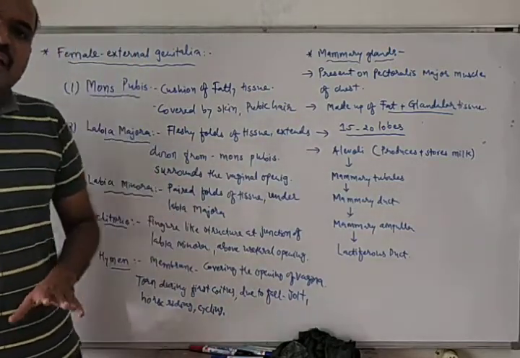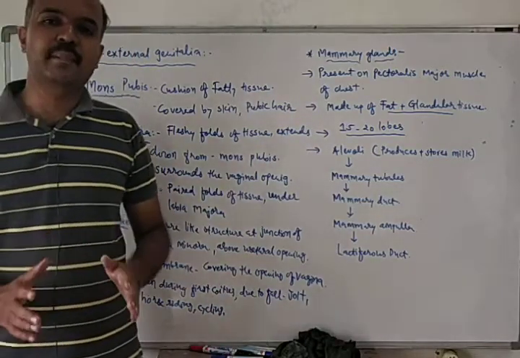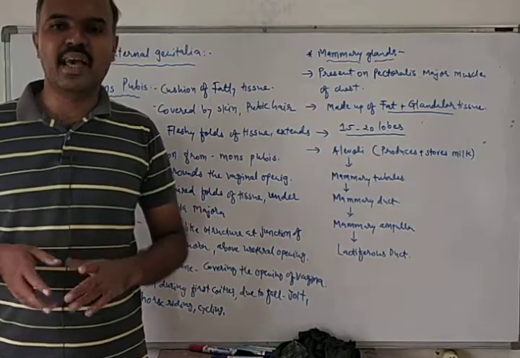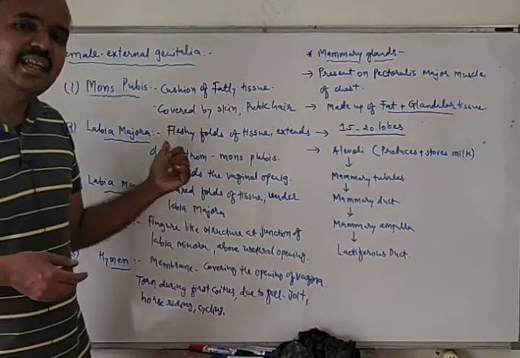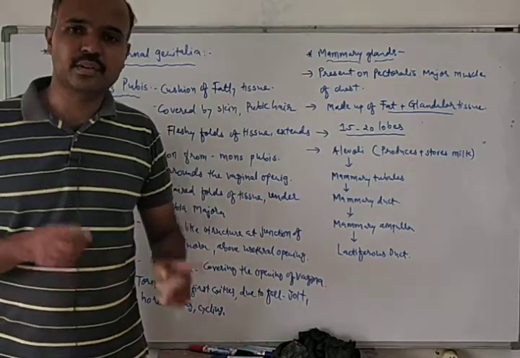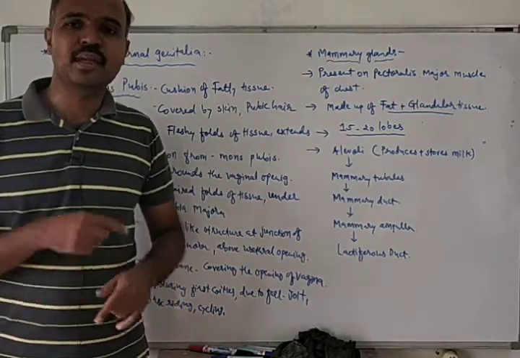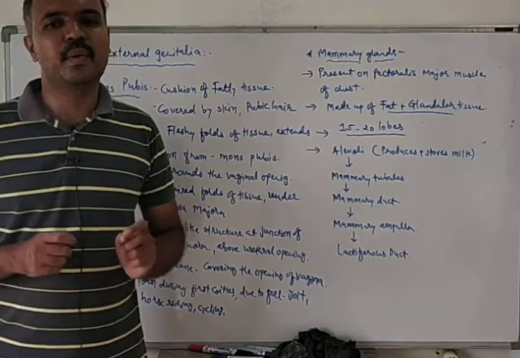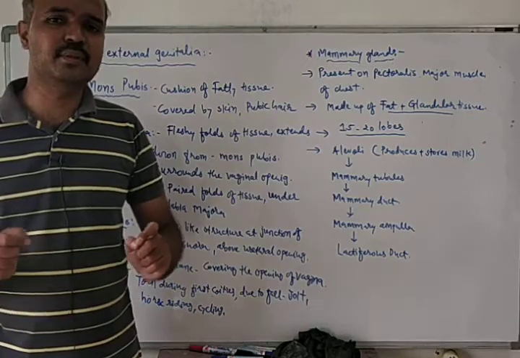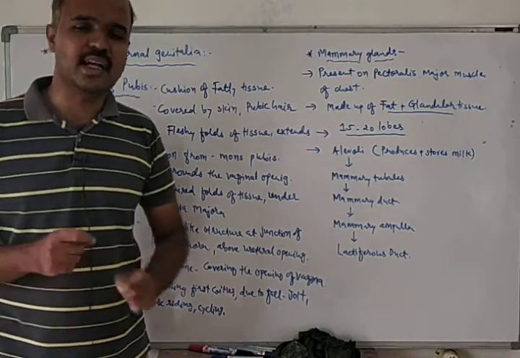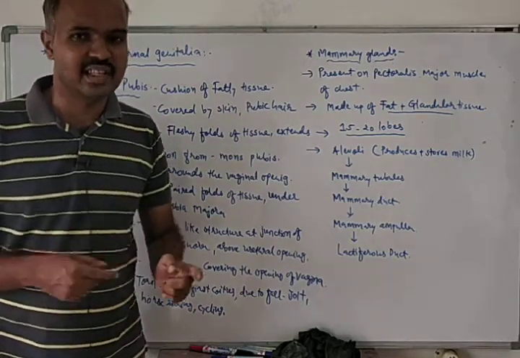So in this manner we have completed the female reproductive system. Four parts are there: one pair of ovaries, accessory ducts, external genitalia, and mammary glands. Now we will learn about the process of spermatogenesis, how sperms are produced in the testis. That we are going to learn in the next slide.